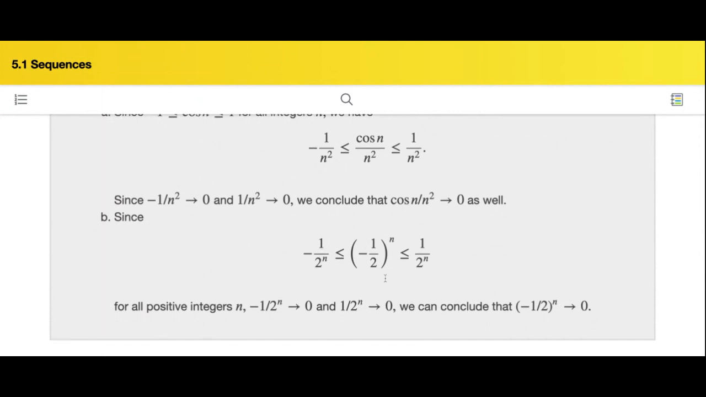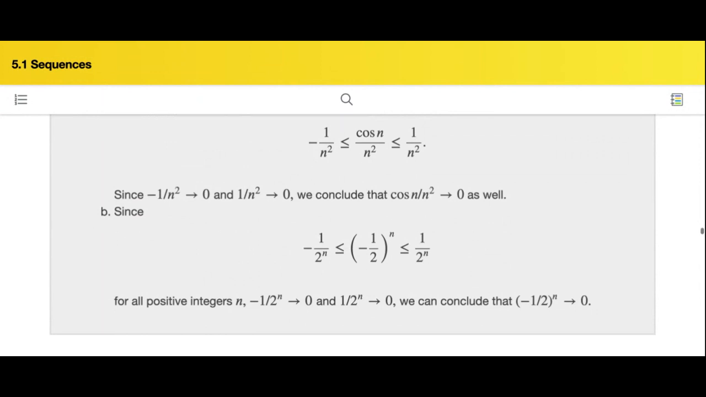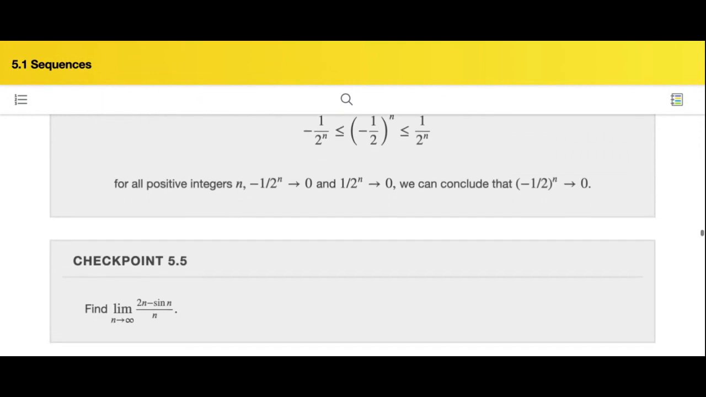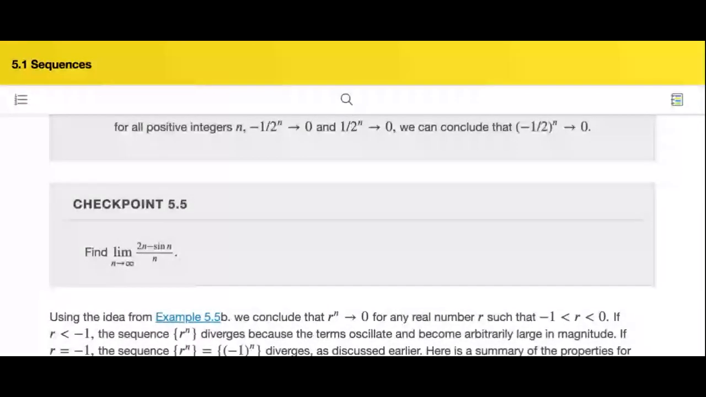The fourth is the middle one. Even though it's an alternating series, the fourth also goes to 0. Any questions? All right. Okay, so you try this one, 5.5.